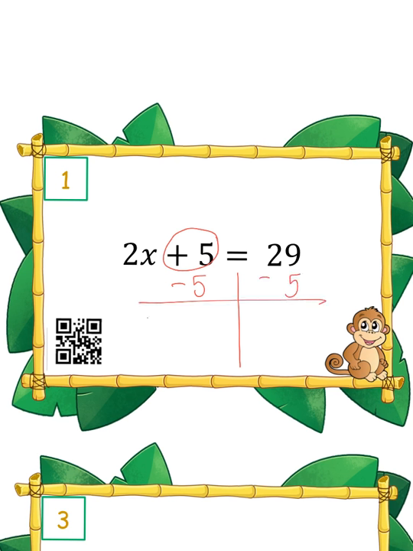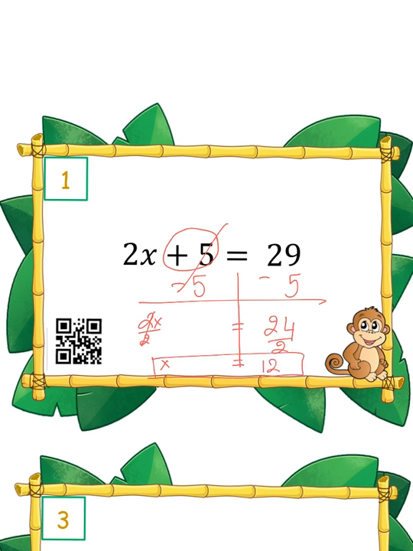Whatever you don't use, you bring it down. Plus 5 minus 5 is 0. 29 minus 5 is 24. 2 times x equals 24. It becomes a one-step equation. The inverse of a multiplication is division. So I divide by 2 on both sides. 2 divided by 2 is 1x. 24 divided by 2 is 12.